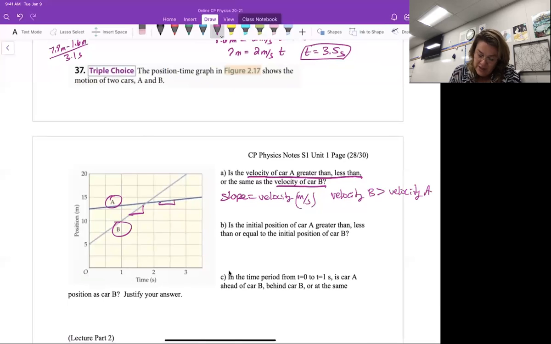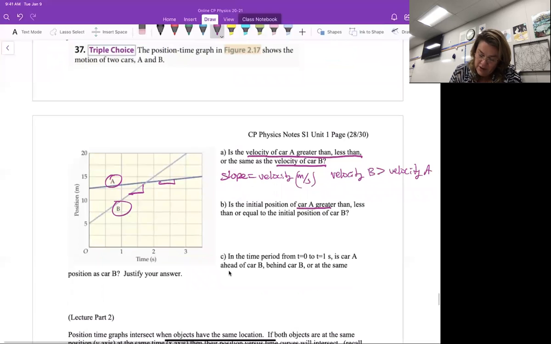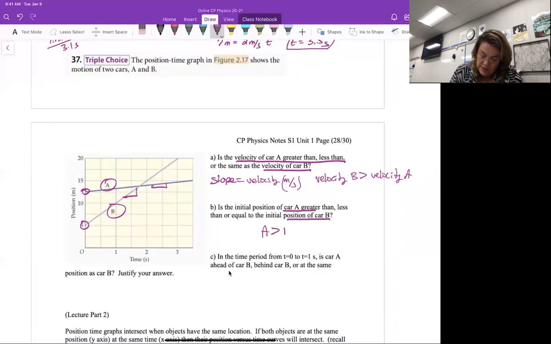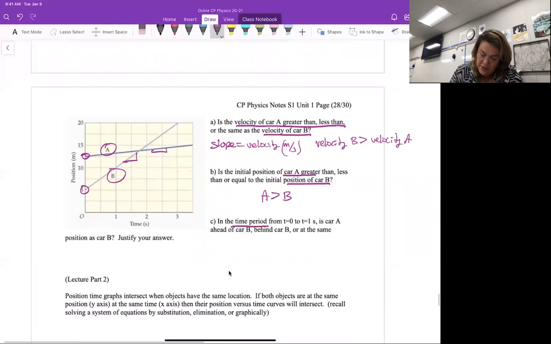Okay. Is the initial position of car A greater than, less than, or equal to the initial position of car B? Well, where are my initial positions? Initial position of A is located at approximately 12 and a half, right? And the initial position of B is approximately 5 meters from the origin. So A is greater than B. In the time period from 0 to 1 second, is car A ahead of car B, behind car B, or the same position as car B?